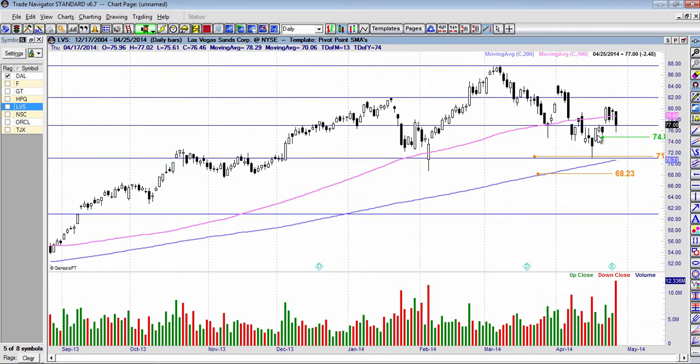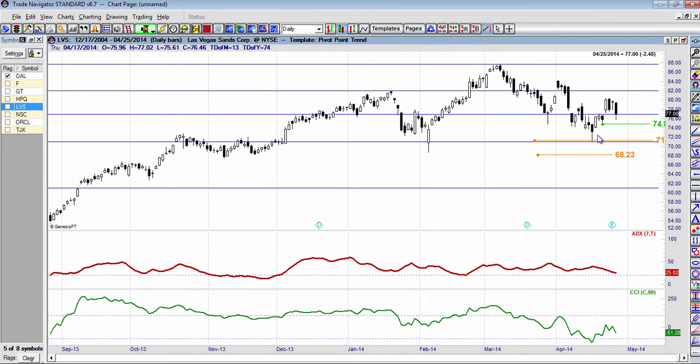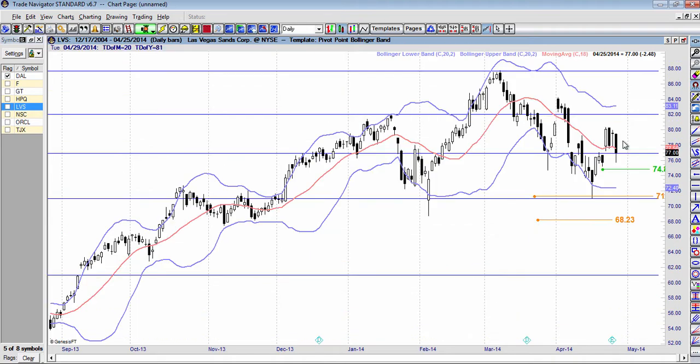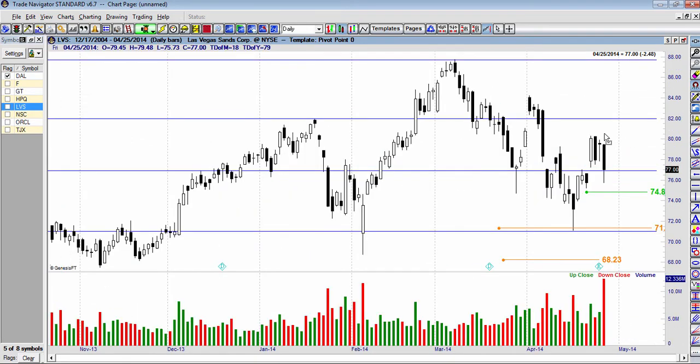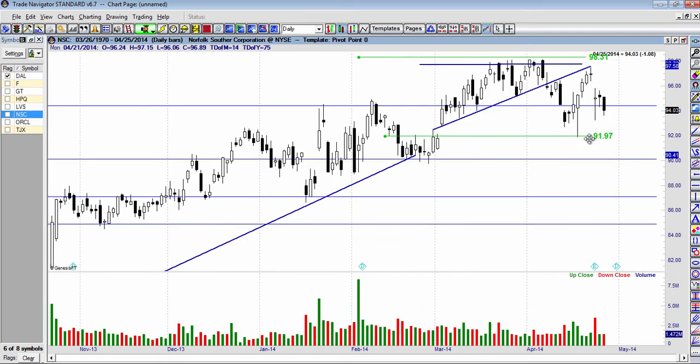In the way of oscillators, they are convoluted. They are mixed. ADX is at the signal line, CCI is tanking, and the Bollinger Band is just flattening out, moving sideways. So a very, very nice opportunity on LVS. Let's move on to NSC.